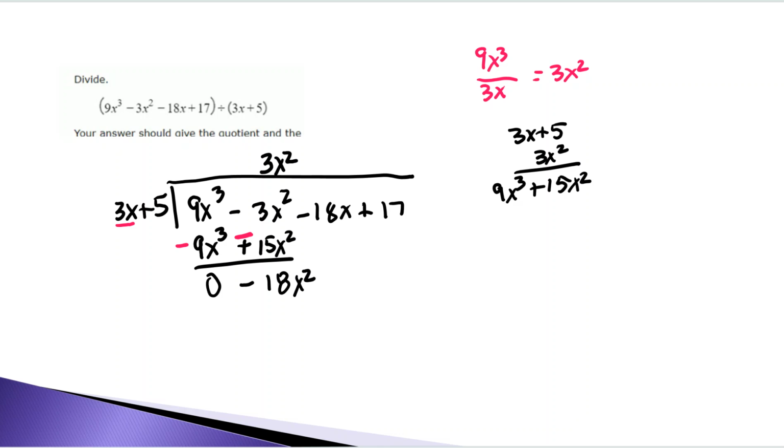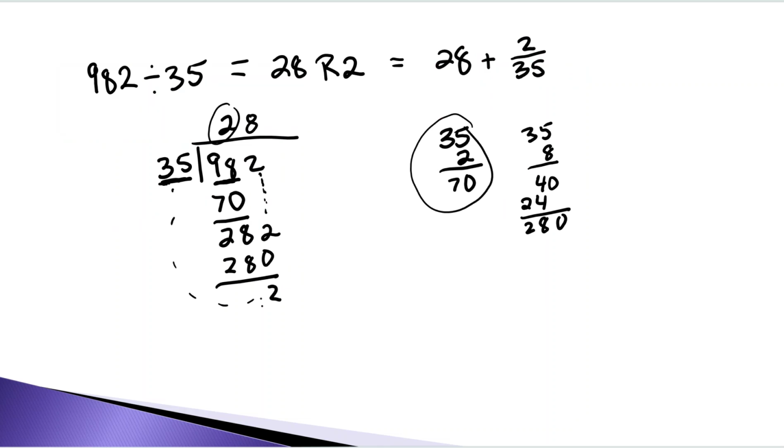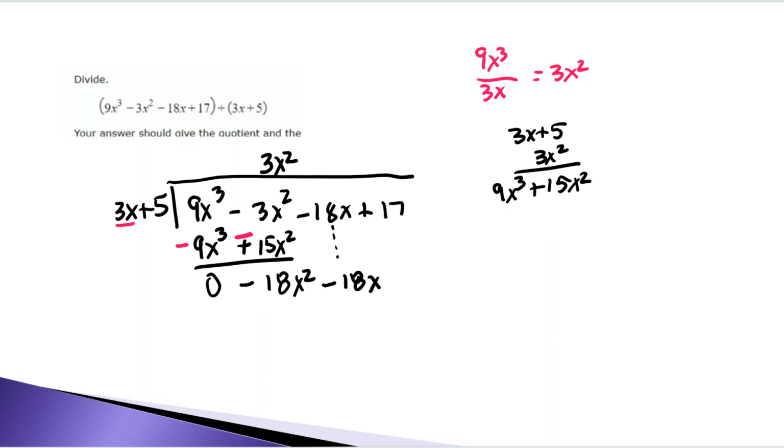Okay. So now, the next thing I do, like before, I drop down my next term, just like in the previous problem when I drop down my digit. So I drop down the next term and I repeat. And I ask myself, 3x into negative 18x squared. And if I don't know what that is, I can just check it over here. Negative 18x squared over 3x. When I simplify, that's a negative 6.